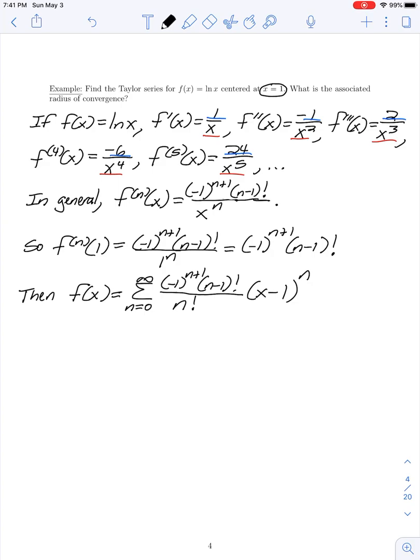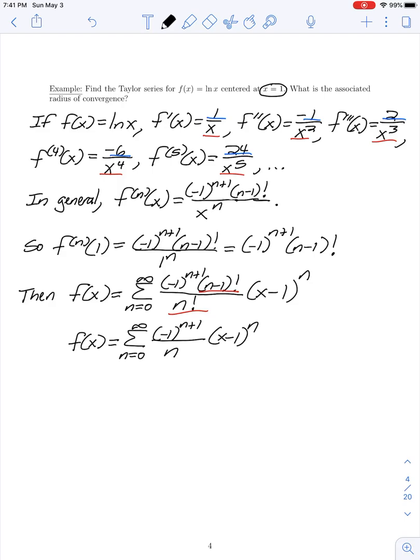So let's see how we can simplify here. We find that we have an n-1 factorial over n factorial, which is just one term greater than that n-1. So simplifying, we have f of x is the sum from 0 to infinity of -1 to the n plus 1 over n times x minus 1 to the nth power.